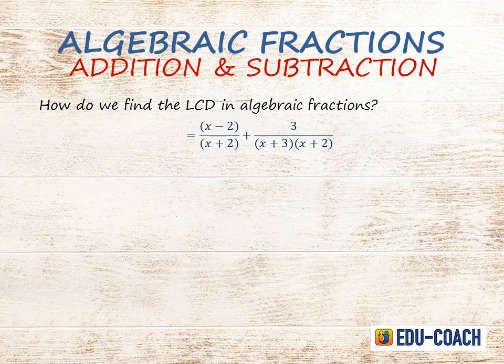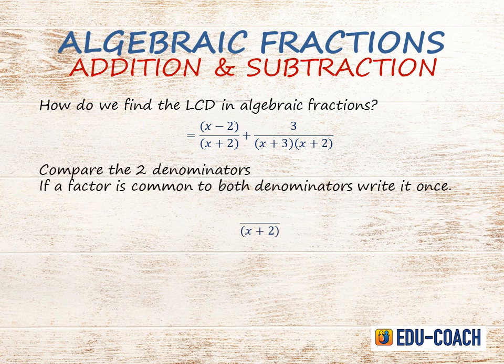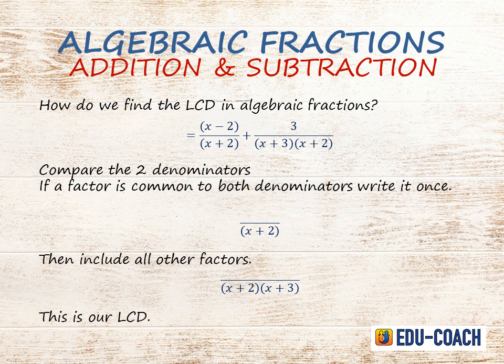Finding the LCD of algebraic fractions might be a bit confusing, so let us expand on this in this slide. We will use the same example that we've worked on previously. So let us compare the two denominators. If a factor is common to both denominators, write it once. So here we have x plus 2, which is common to both denominators, which we've written down once. Next, we include all of the other factors from both our denominators. The only other factor that we have is x plus 3. So our common denominator, or LCD, is x plus 2 times x plus 3.